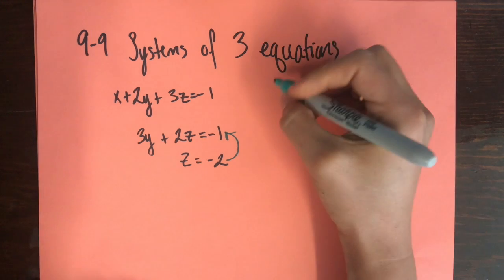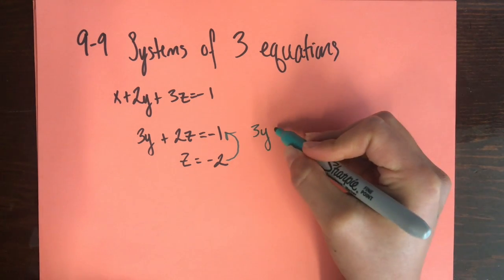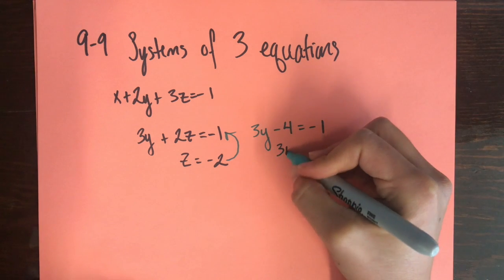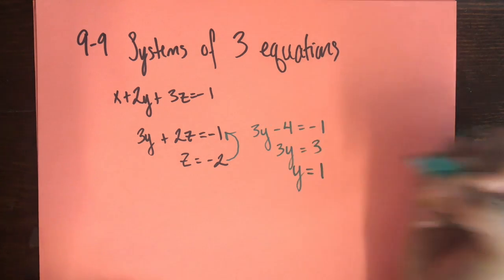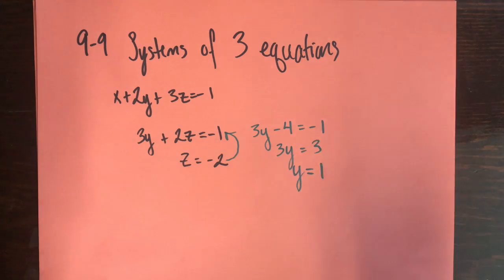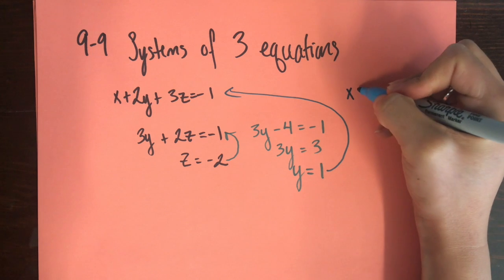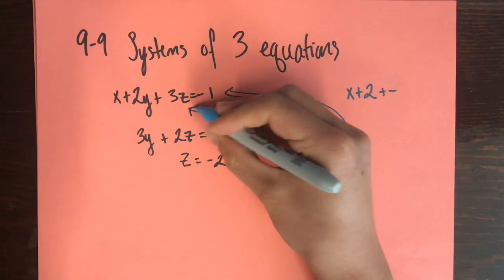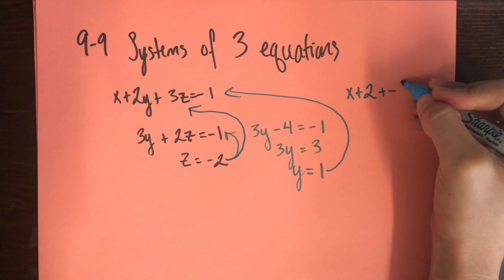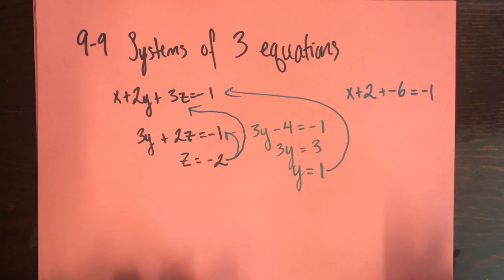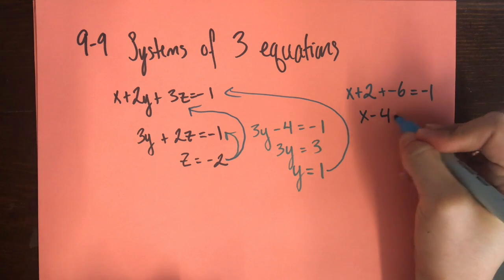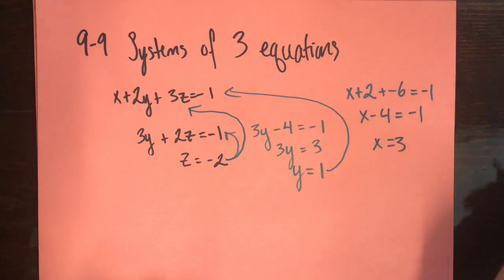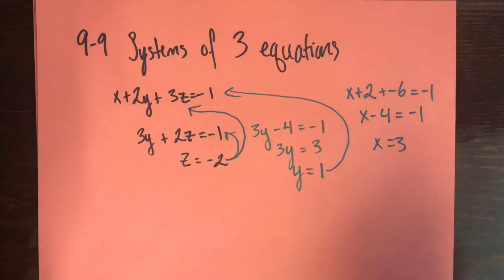So I have these three equations, and I have z at the bottom is equal to negative 2. So what I'm going to do is substitute that into the second equation, which just has y and z. I'm going to get 3y minus 4 equals negative 1, so 3y equals 3 and y equals 1. Then I'm going to take y equals 1, plug it into the very first equation. So x plus 2 times 1, which is just 2, plus 3z, which is going to end up as minus 6 when I plug in my z is equal to negative 2, is equal to negative 1. And then I get x plus 2 minus 6 is equal to negative 1, x minus 4 is equal to negative 1, x is equal to 3.